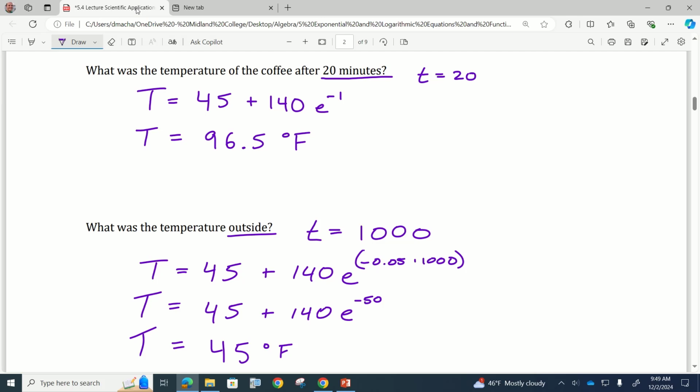And that means the temperature outside must have been 45 degrees Fahrenheit, if this is the model we're working with. So after a lot of time has passed, this temperature is just going to get closer and closer and closer to 45 degrees Fahrenheit until it's practically 45 degrees Fahrenheit. That's the temperature outside. So would we use 1,000 minutes on all of them? You could, or you could use 2,000 or 3,000 or 4,000. This doesn't matter. It's got to be a big number. You get the same answer.